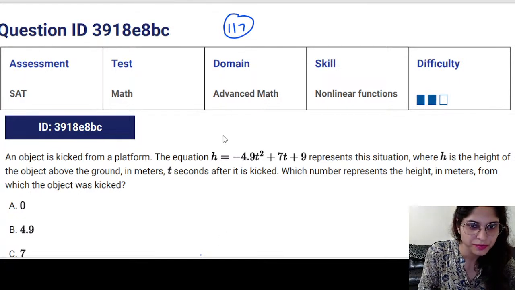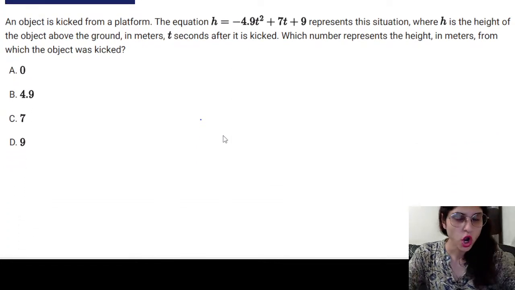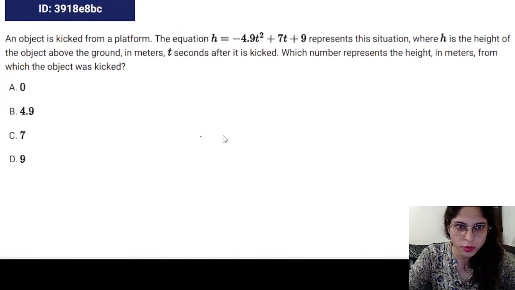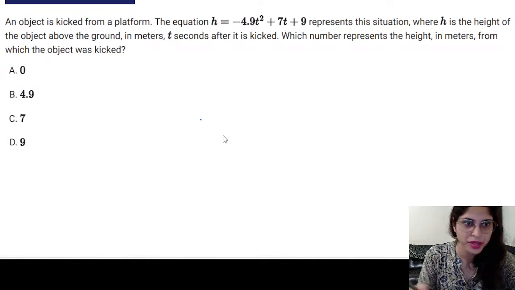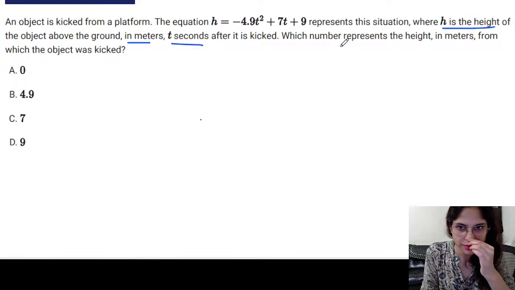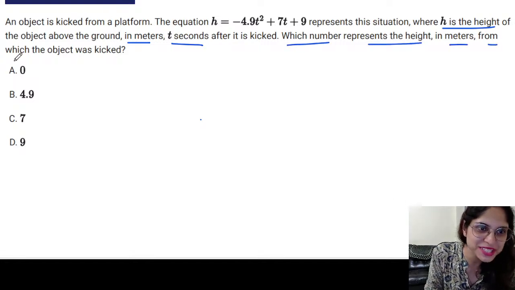You can see now. So again, this is a height question. Object is kicked from a platform. H equals negative 49 t squared plus 7t plus 9. H is the height, t is in seconds, height is in meters. Which number represents the height in meters from which the object was kicked?